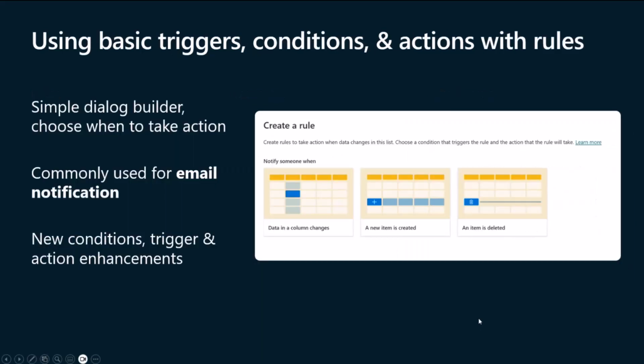Rules, if we start with those, are typically used for email notification. You get a very simple dialog builder that lets you choose your schema based on your SharePoint list or library, and then configure the conditions.